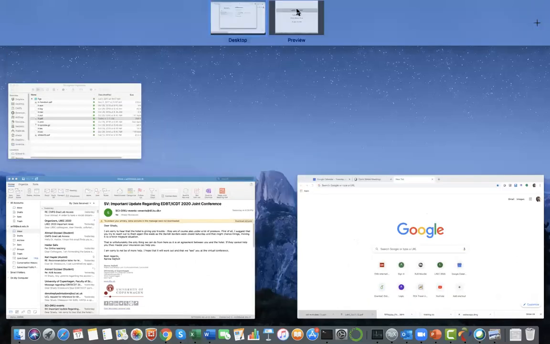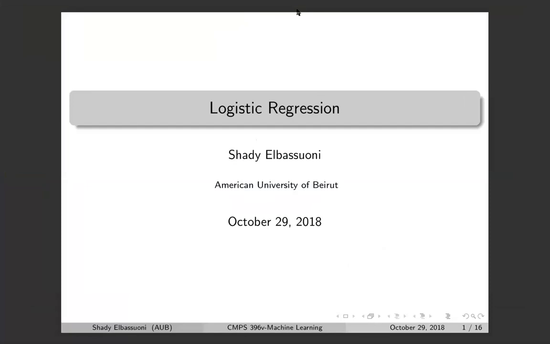Yes. Okay, great. So today we're going to talk about a model called logistic regression, again, supervised learning. This is a very important model. It's our first step towards neural networks, right? Which is the essence of deep learning.